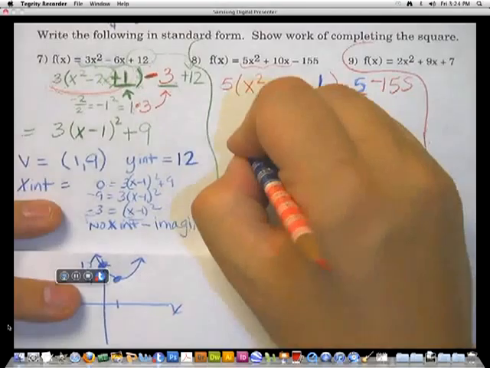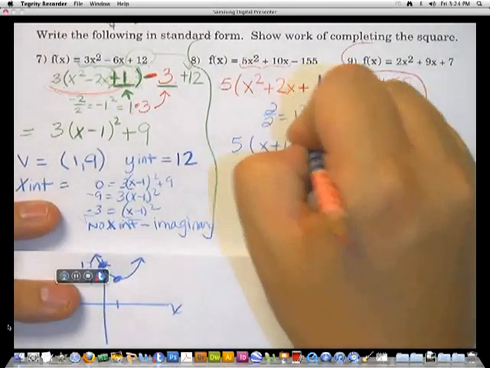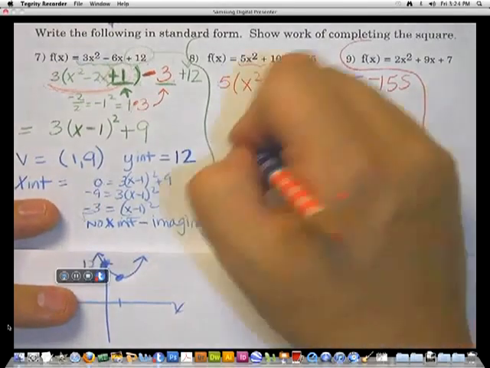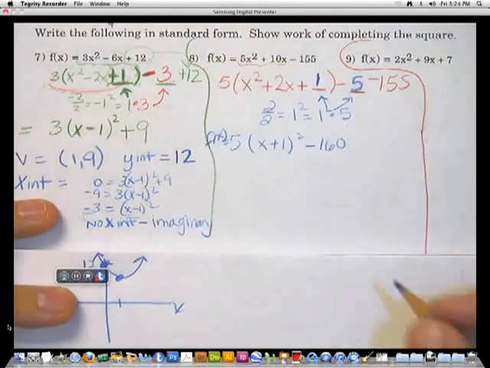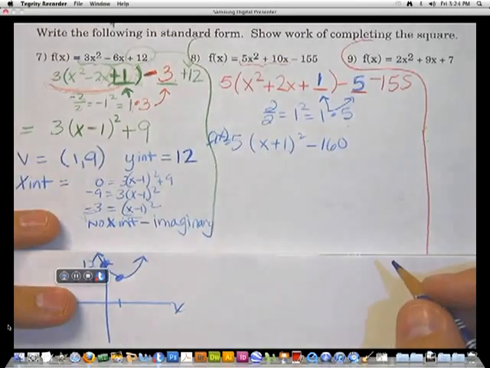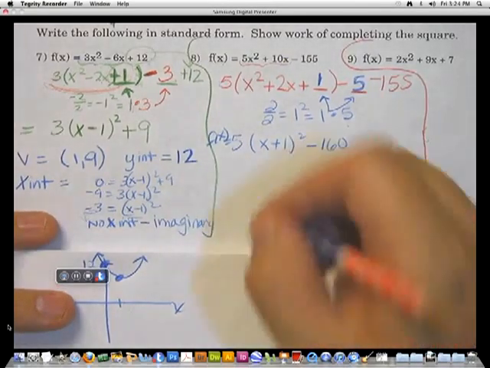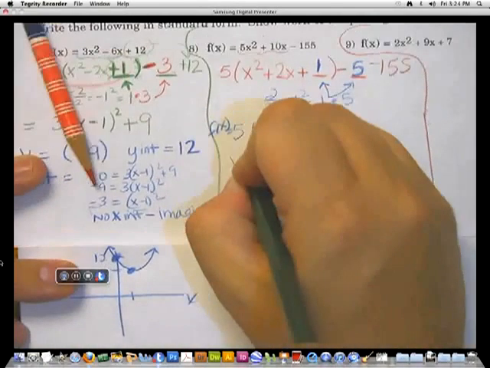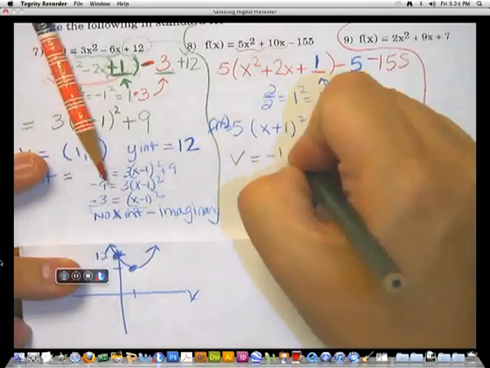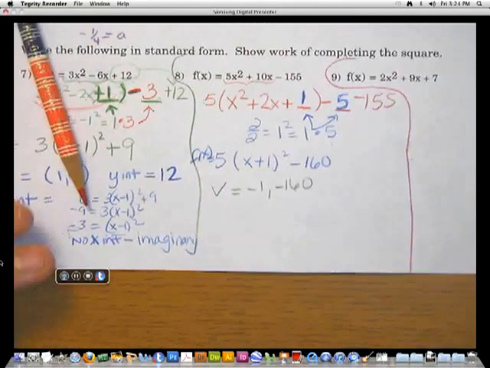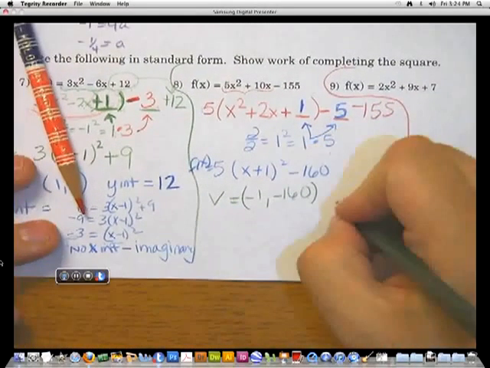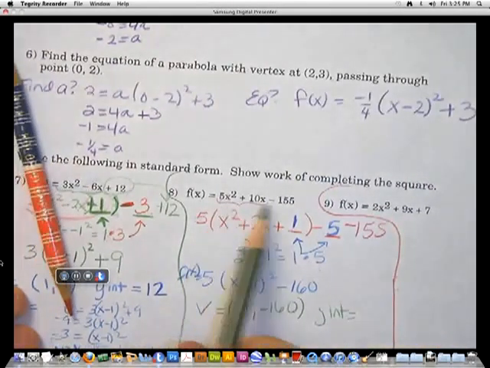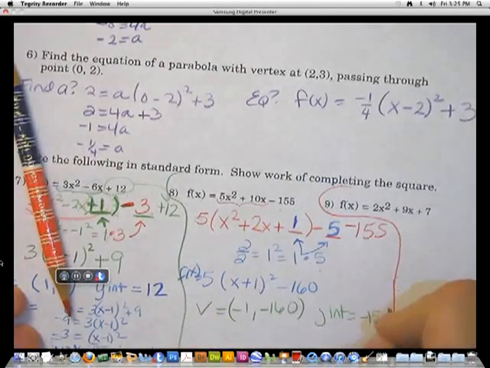Now I'm going to get a perfect square. So 5 times (x plus 1) squared minus 160 equals f of x. Put it in proper equation notation. All right, so we should be able to pick out the vertex without too many problems. The vertex is negative 1, negative 160. The y-intercept, again, we can go back to our original 0, 0, so it's negative 155.